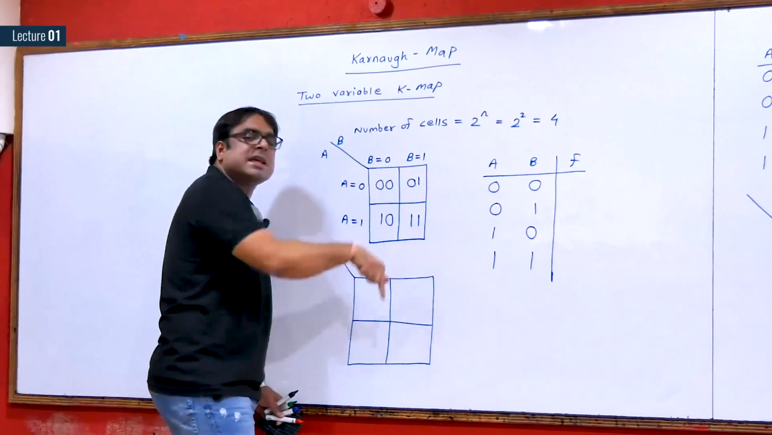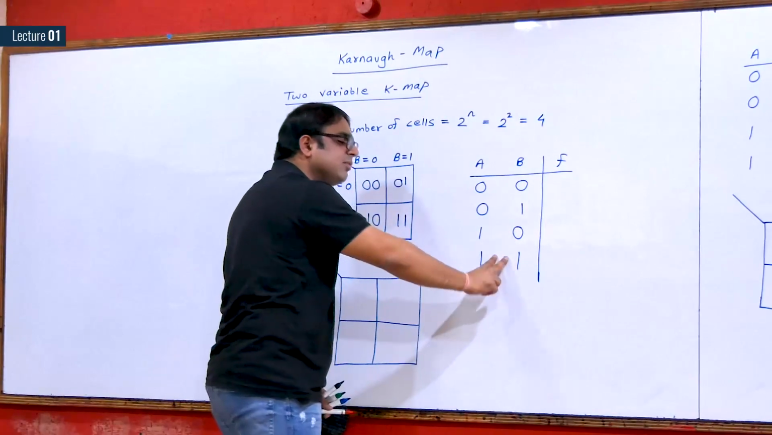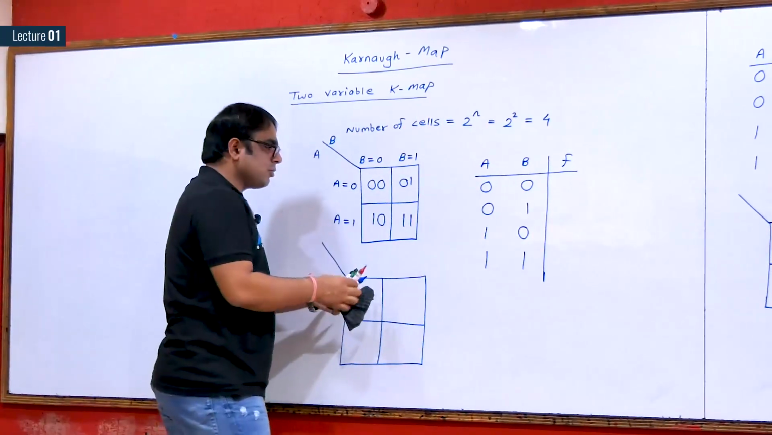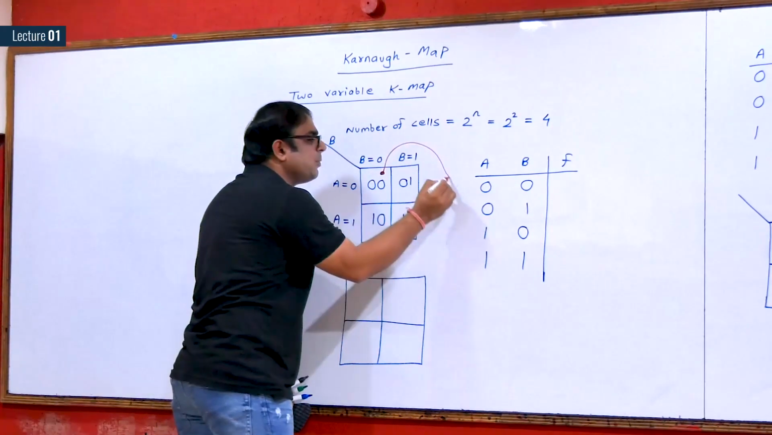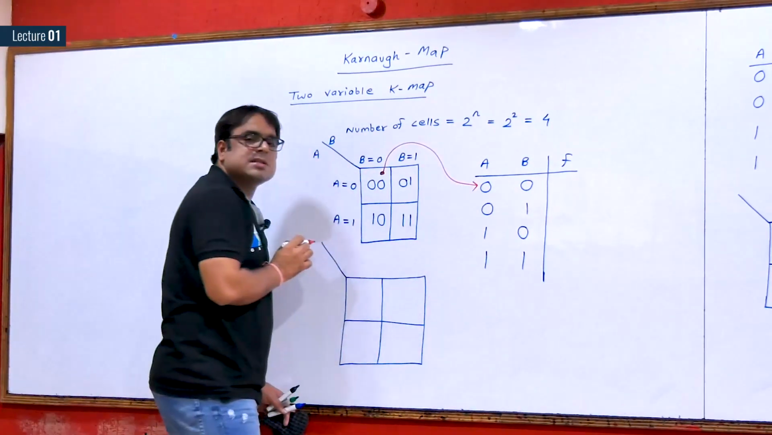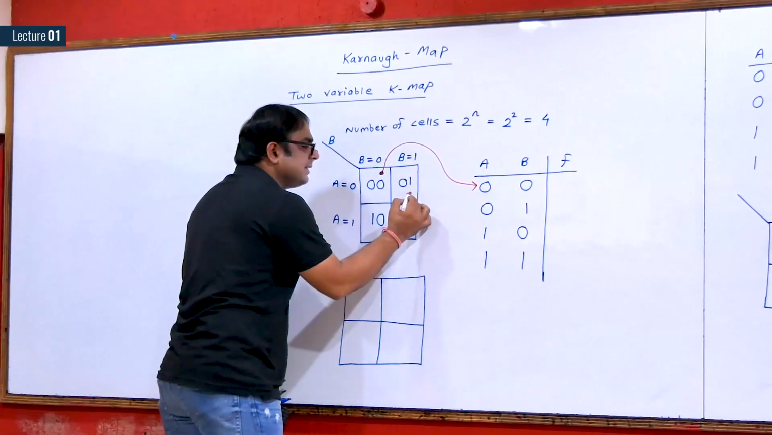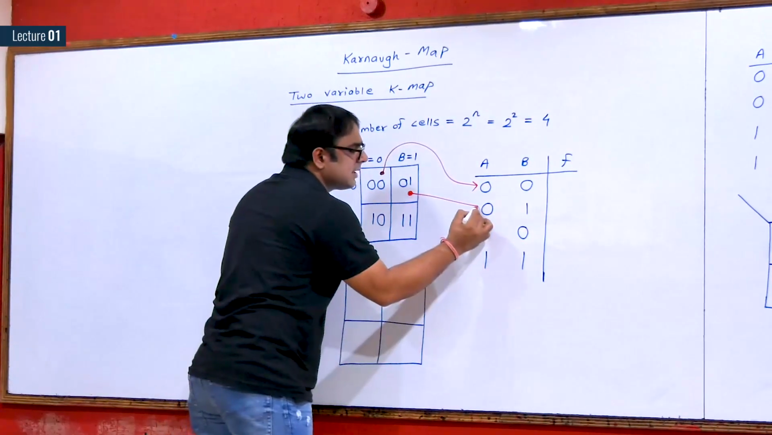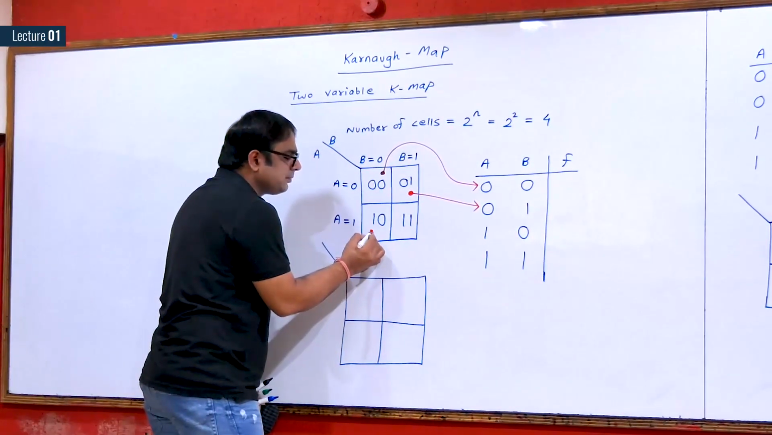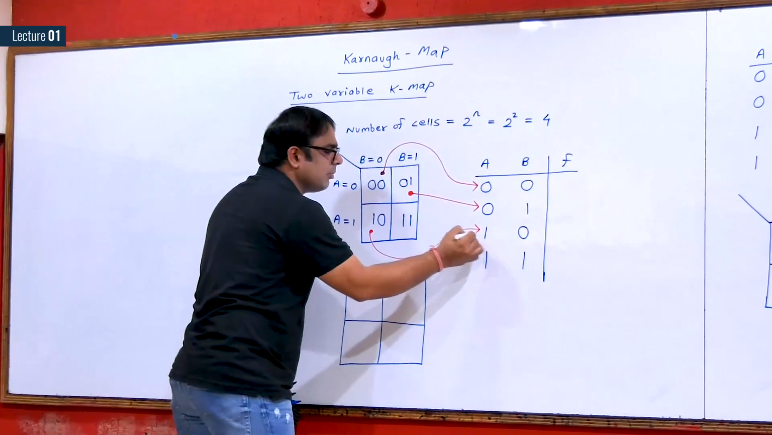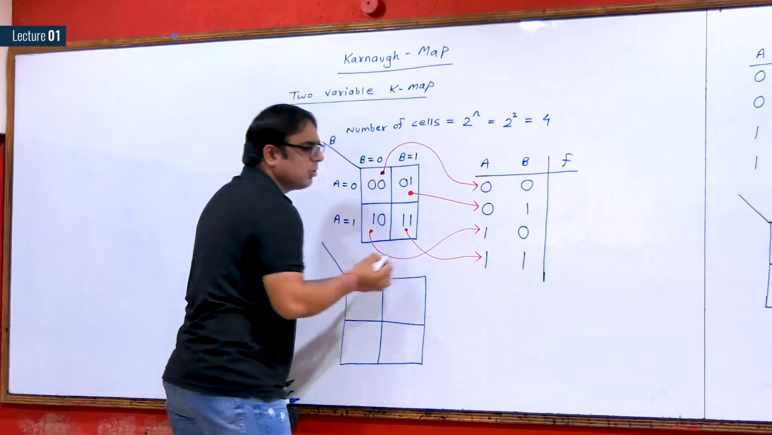It is exactly the same thing. These are the combinations 0 0, 0 1, 1 0 and 1 1. You can match also. See, this combination 0 0 corresponds to this row of the truth table. This 0 1 corresponds to this combination. This 1 0 corresponds to this combination. And this 1 1 corresponds to this combination.